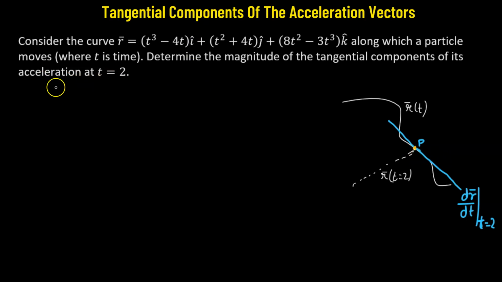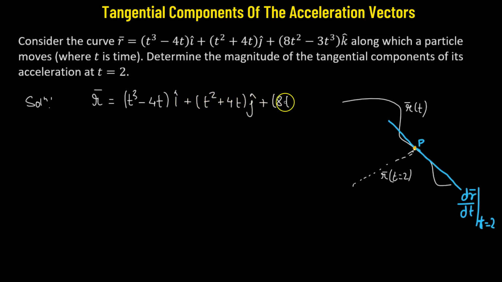So let us begin. Here we are provided with our equation of the radius vector, which is given by (t cubed minus 4t) i cap plus (t squared plus 4t) j cap plus (8t squared minus 3t cubed) k cap. Now, to find the tangential vector, all we have to do is take its derivative with respect to time t. This is also the velocity vector, which is a function of time t, and also referred to as the tangential vector.